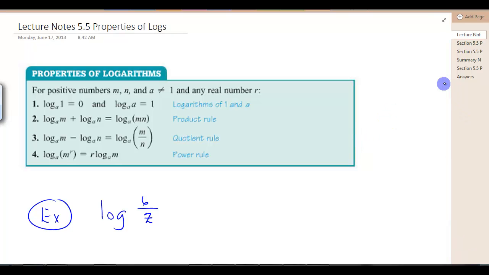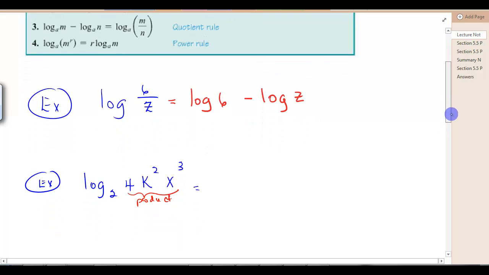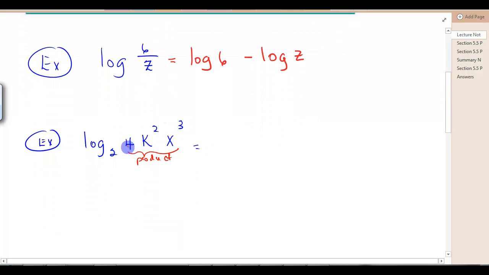Let's see how some of these work in some examples before our problems. All right, log base 6 of z over z. We know that this is a quotient, so remember it's going to expand to a subtraction. So we have log base 6 of z minus log of z. All right. The second one is a product. We've got all these multiplied together. So we will break that apart into an addition.